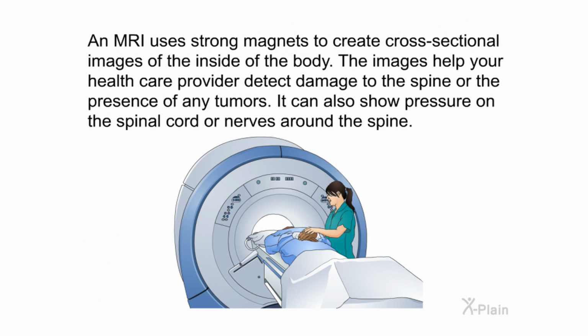An MRI uses strong magnets to create cross-sectional images of the inside of the body. The images help your healthcare provider detect damage to the spine or the presence of any tumors. It can also show pressure on the spinal cord or nerves around the spine.